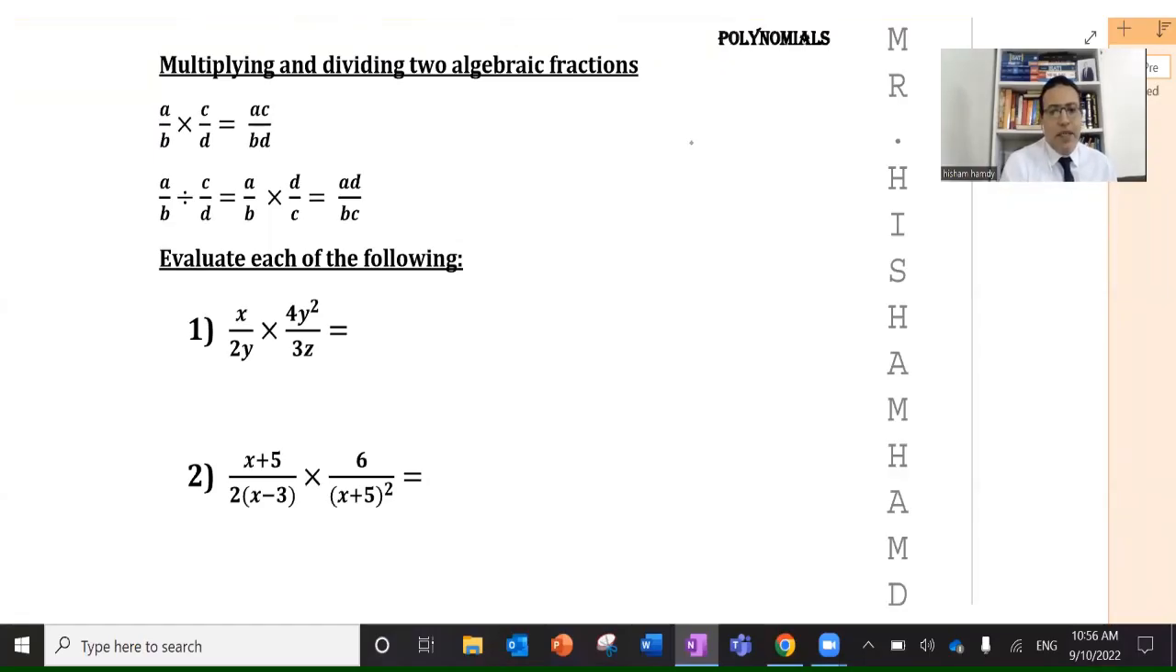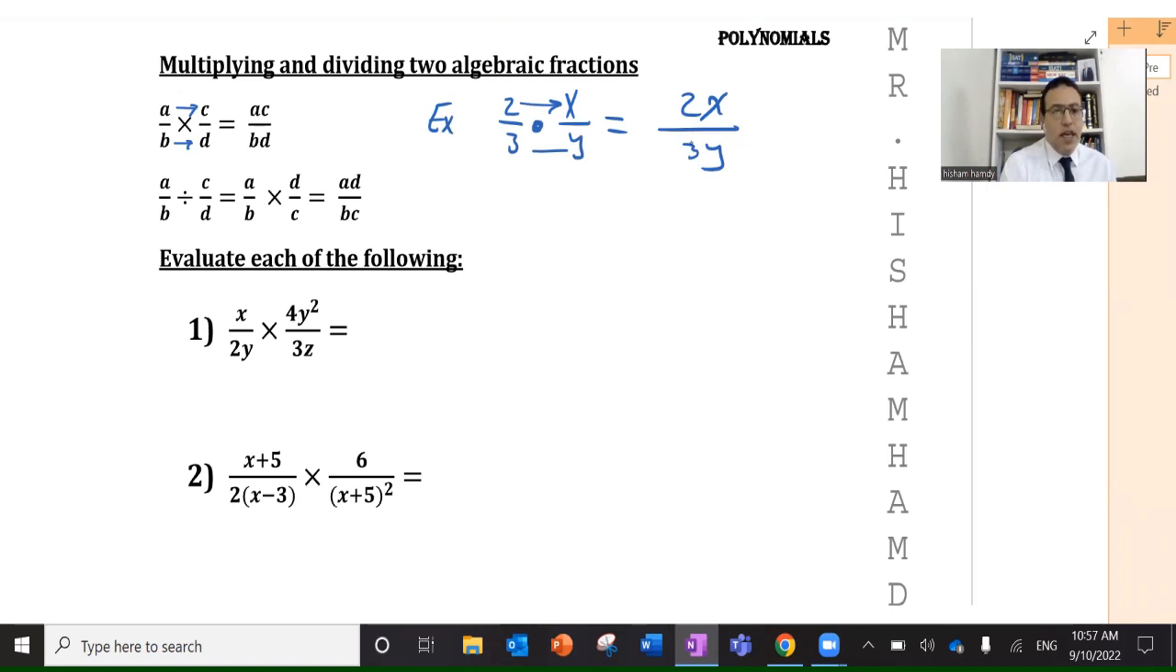How can we multiply and divide two algebraic fractions? A over b multiply c over d is equal to ac over bd. So all I have to do is multiply up and multiply down. For example, 2 over 3 multiply x over y. Notice this is considered as multiplication. So 2 by x and 3 by y.